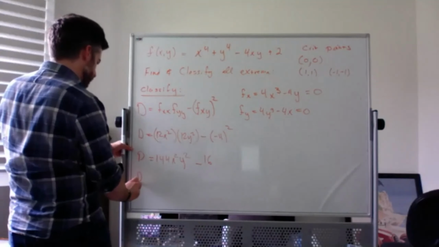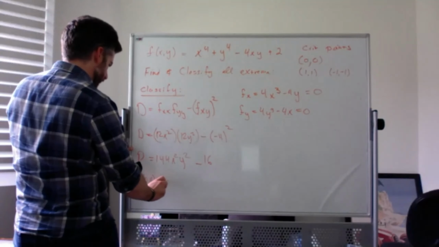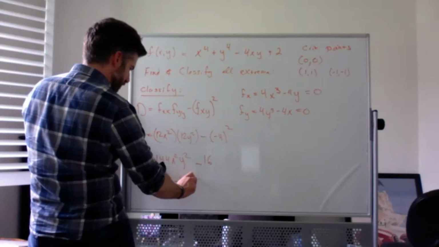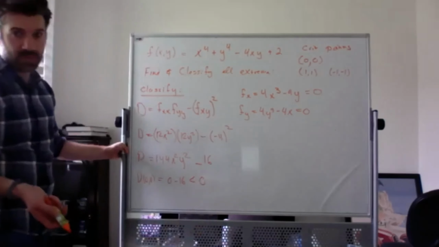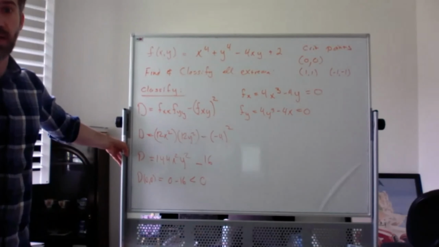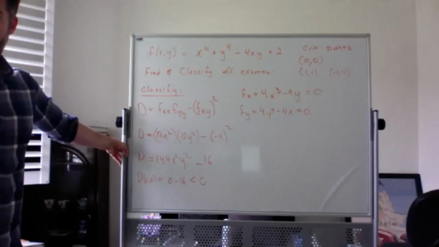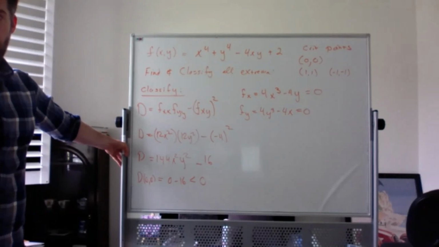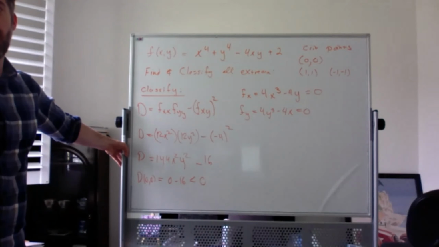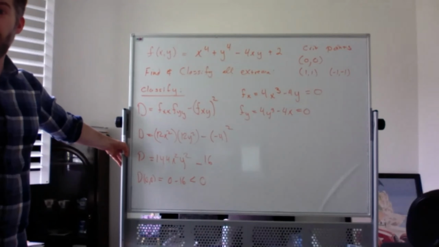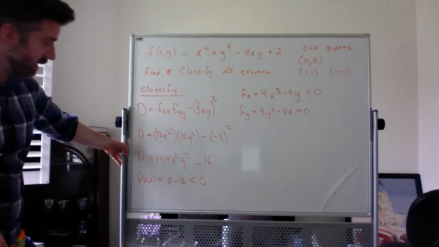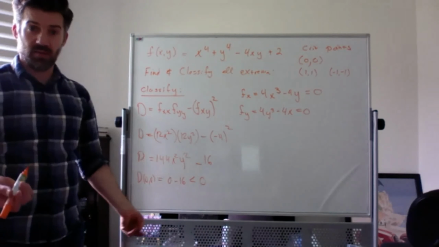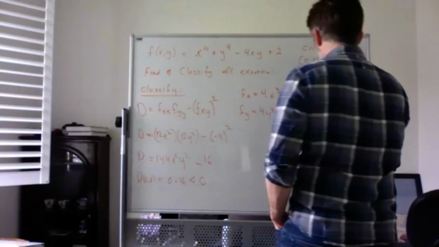So if I plug in 0, 0, I get 0 minus 16, which is negative. And if this capital D is negative, what does that mean? What kind of critical point do we have? Do we have a maximum, a minimum, or a saddle? I should have you guys vote. I should have made a poll. So I will tell you it's a saddle. Whenever D is negative, it's a saddle. So we definitely have a saddle at 0, 0.